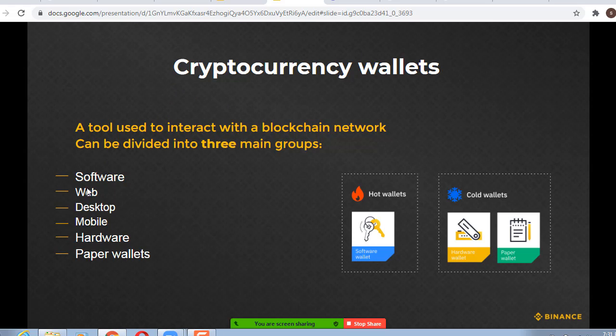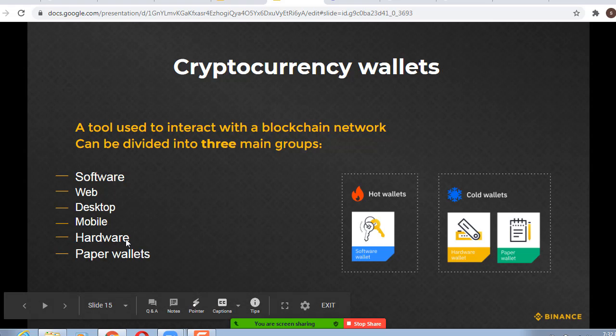And we have the software wallet, we have the web wallet, desktop, mobile, hardware wallet, and paper wallet. Now, software wallets, web, desktop and mobile, are all online wallets, so we can call them hot wallets. I repeat again, software wallet, web, desktop, mobile are called hot wallets because they are connected directly to the internet.